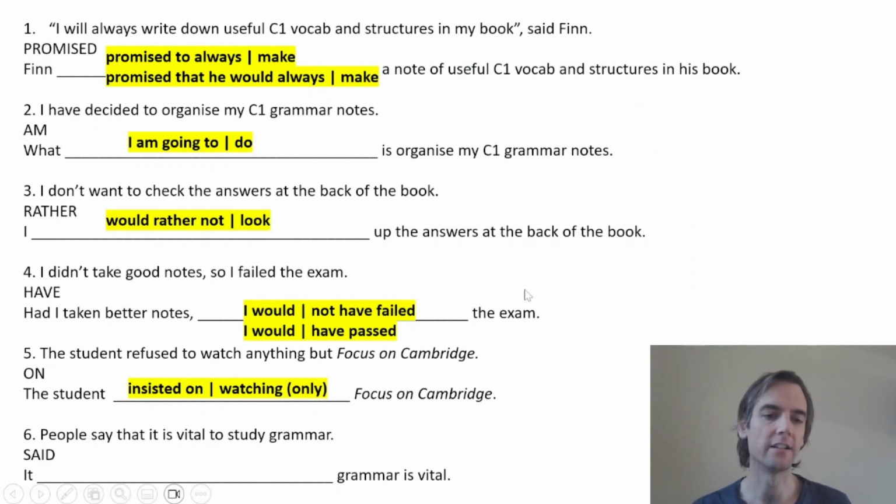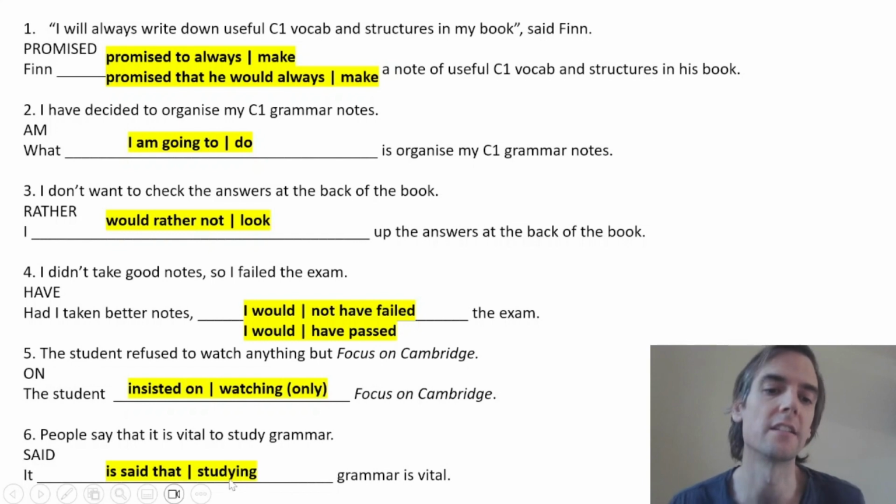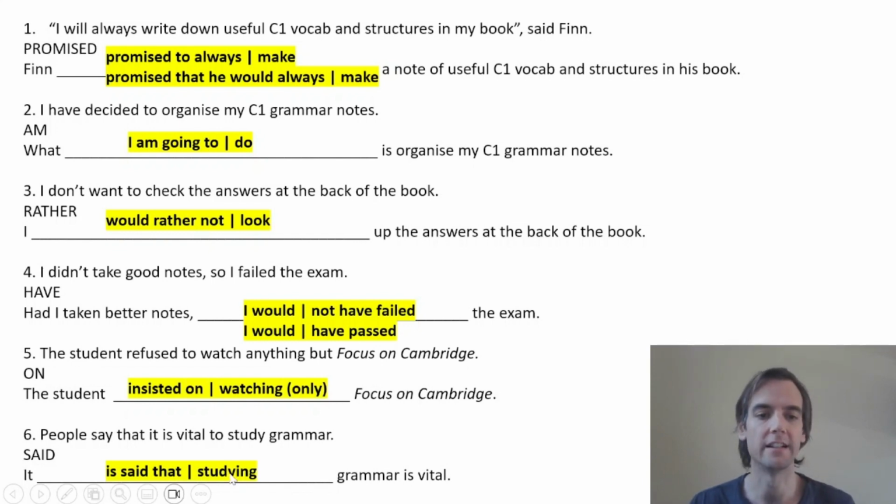People say it's vital to study grammar, and the last question is a passive question. People say, it is said that, and then here we're going to use the gerund, aren't we? Because it's like its own little phrase, a verb phrase, or really it's a noun phrase, I guess, but don't quote me on that. But it's like the subject of this little clause, isn't it? Studying grammar is vital. So because it's like the subject of this little clause, it is going to be ing, because when a verb is used as a subject or an object, it is ing.